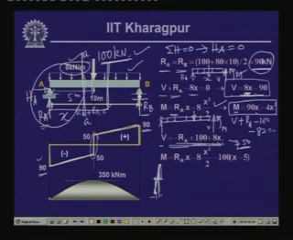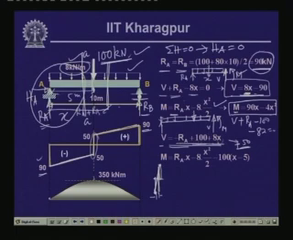Now, at x equal to 5, just on the left side of the load, if we substitute the value of x as 5, this becomes 450 minus 100, so this is 350. So, 350 kilonewton meter is the moment on the left side of this particular concentrated load.